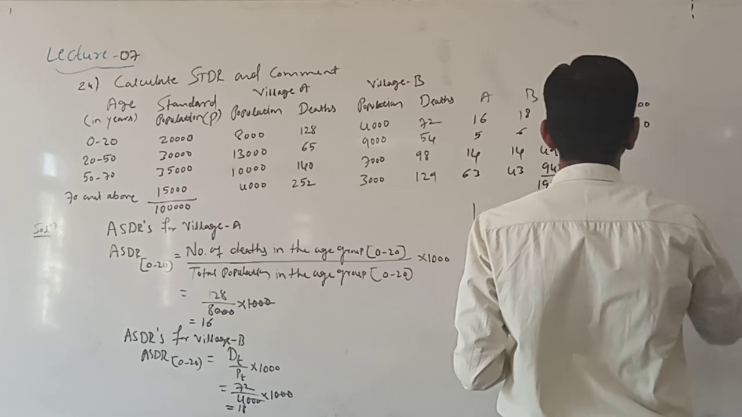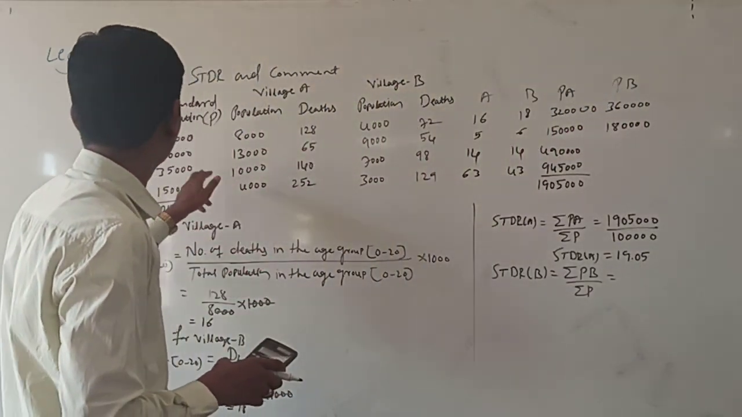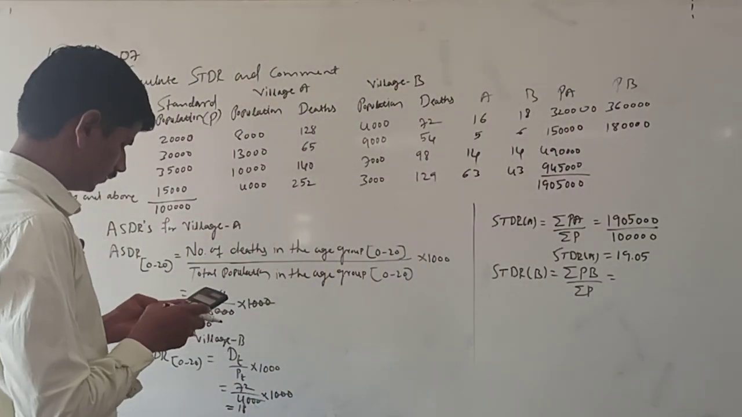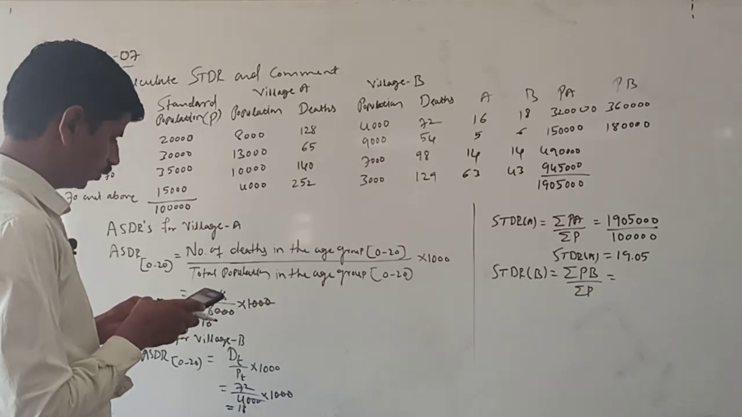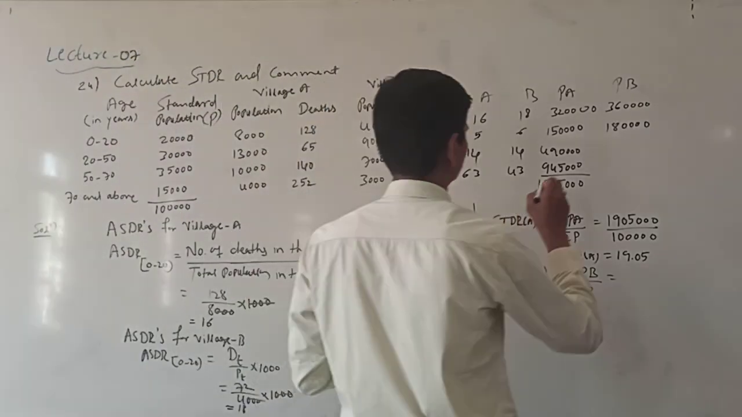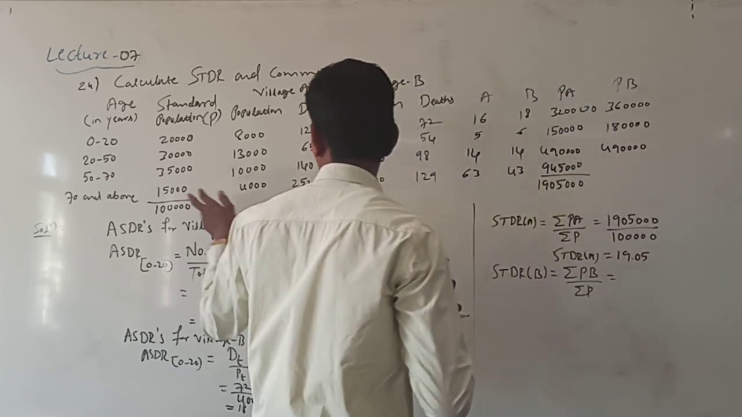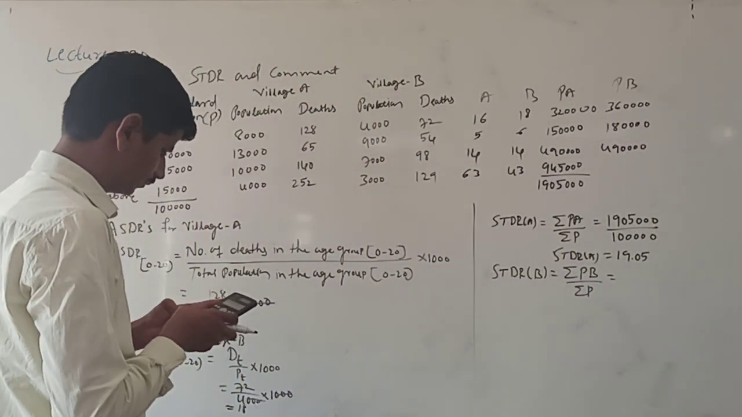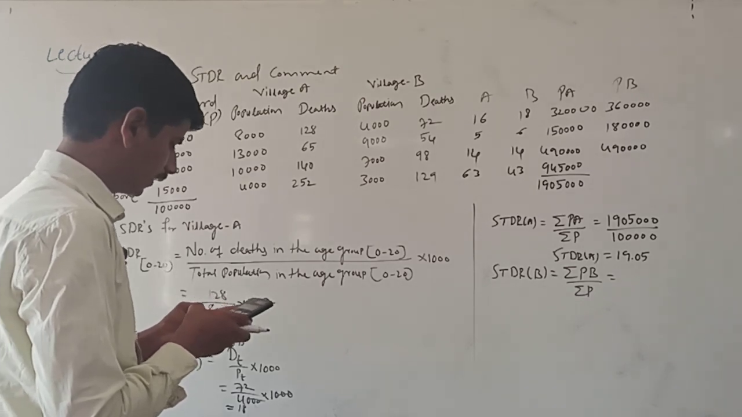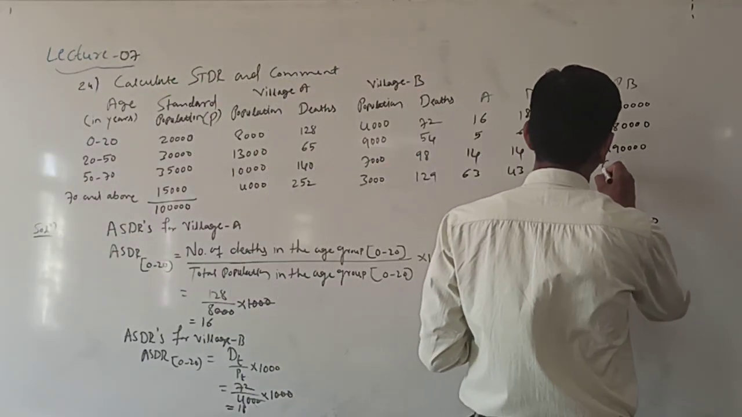1,80,000. Next one is 35,000 into 14, 4,90,000. The next one is 15,000 into 43. Then we'll get 6,45,000.